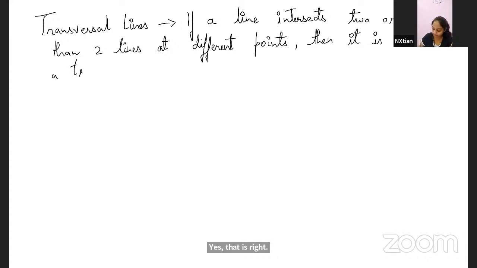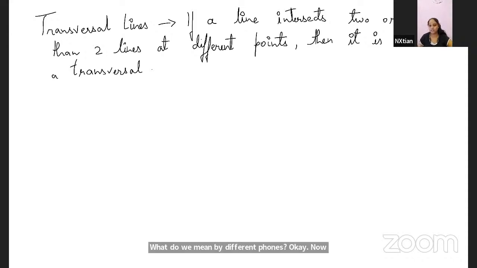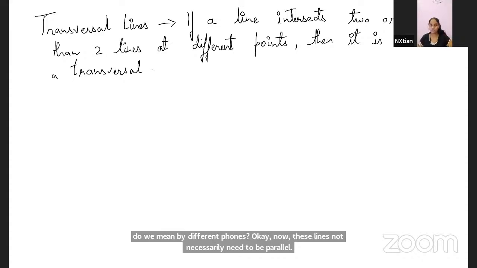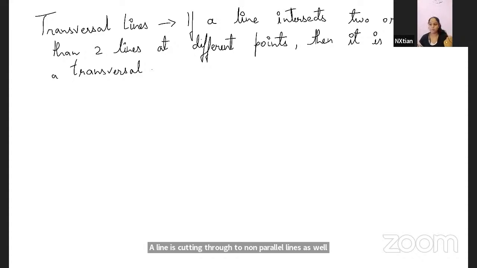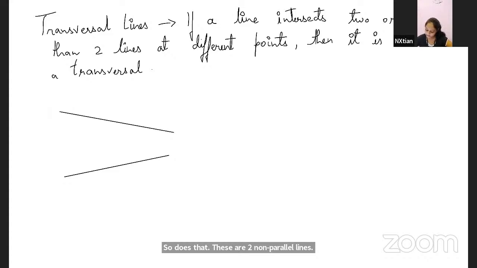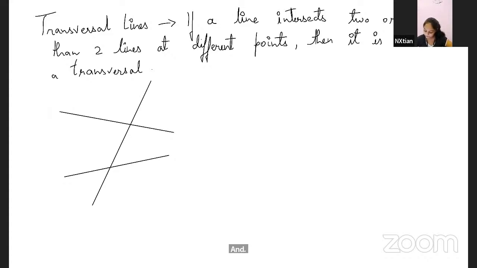But then what do you mean by different points? I'll show you what we mean by different points. Now these lines not necessarily need to be parallel; sometimes a line is also cutting through two non-parallel lines. We'll make the diagram and see. So these are two non-parallel lines, and this is one line that is cutting through both of them.